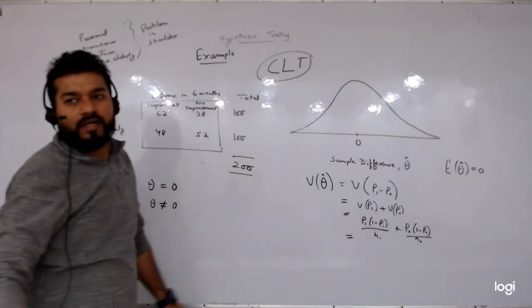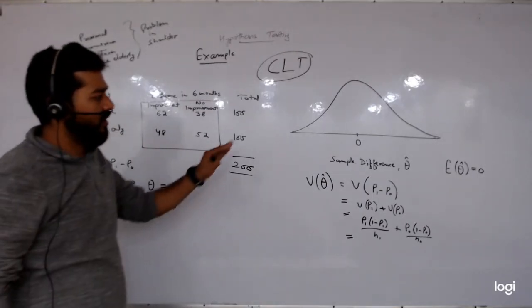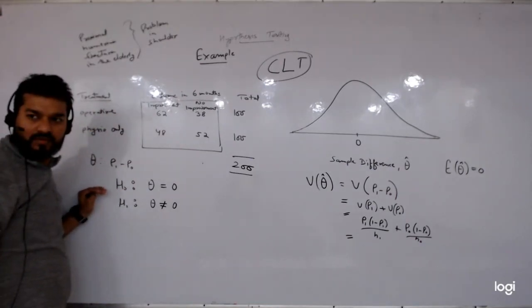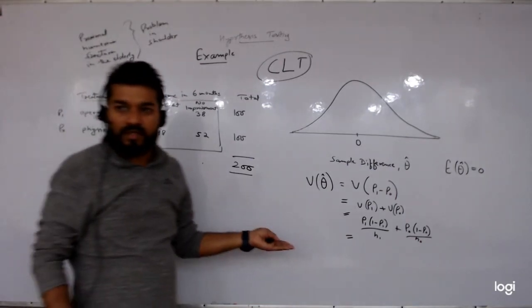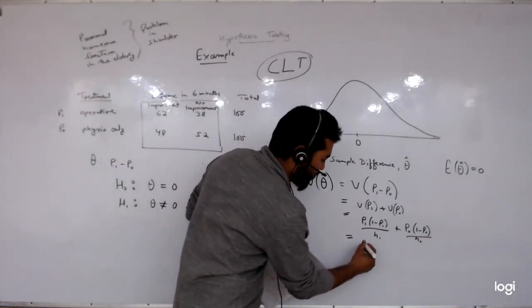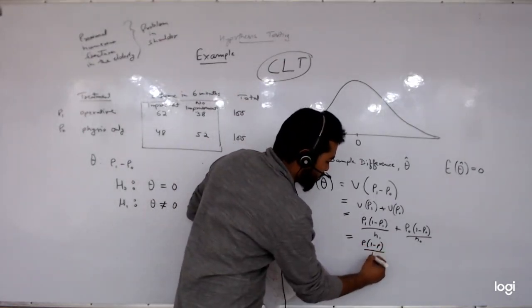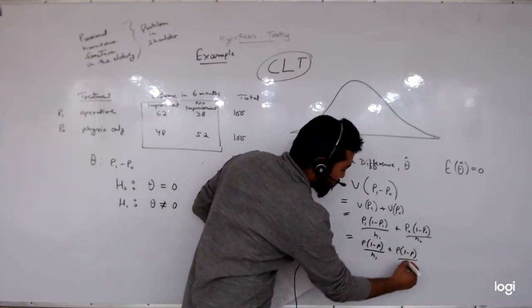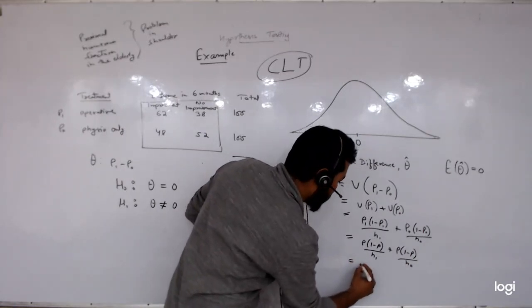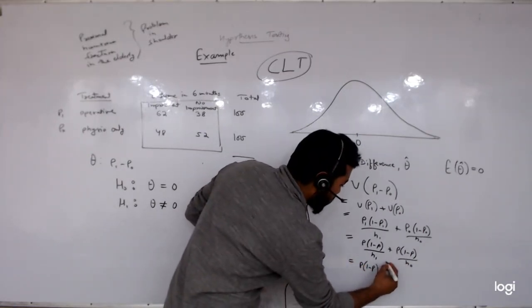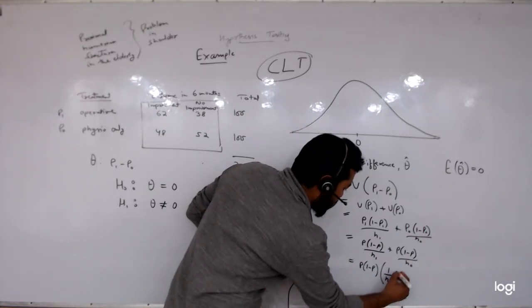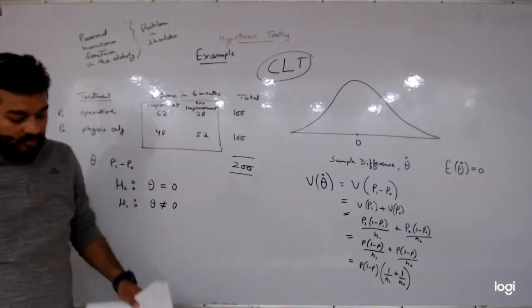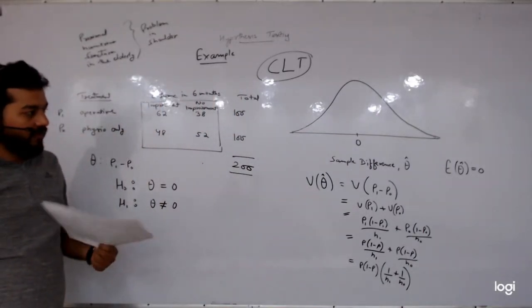Okay, and I said that we're going to draw this distribution by assuming that the null hypothesis is true. If this is true, then the two are equal. Then we can simply do away with the subscripts in proportion. This would become P into 1 minus P into 1 by N1 plus 1 by N0. This would be the variance.